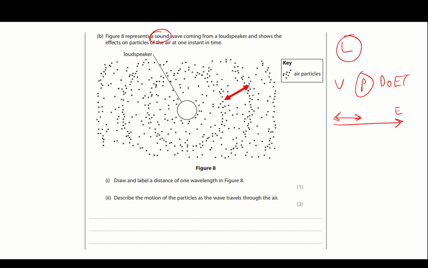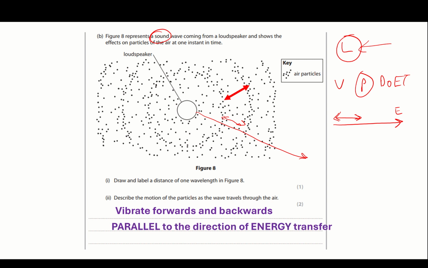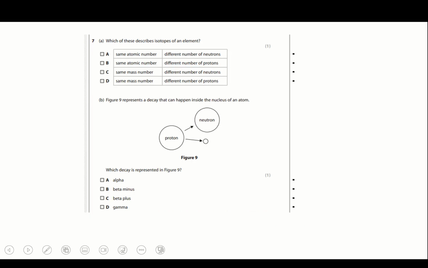Describe the motion of the particles as they travel through the air. So we've got this idea now. Tell us about a longitudinal wave. So we're going to talk of vibration and movement backwards and forwards, and that it's parallel to the direction that the energy went. So the energy is coming out this way, and the vibration is parallel to it. So the particles vibrate forwards and backwards, parallel to the direction of the energy transfer. Just remember that memory method there. End of question.